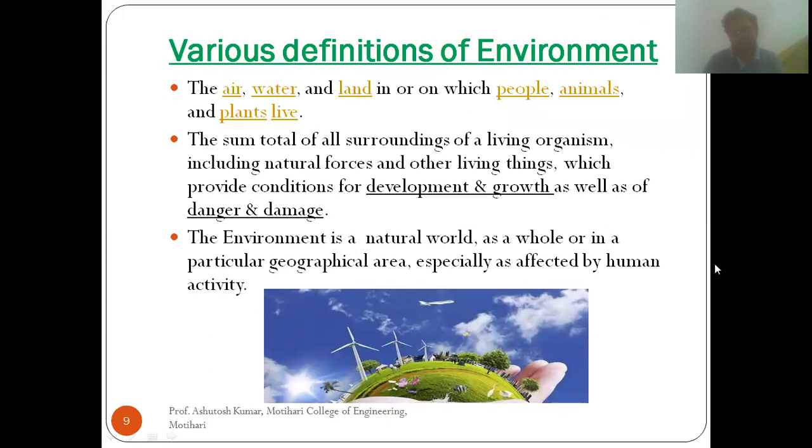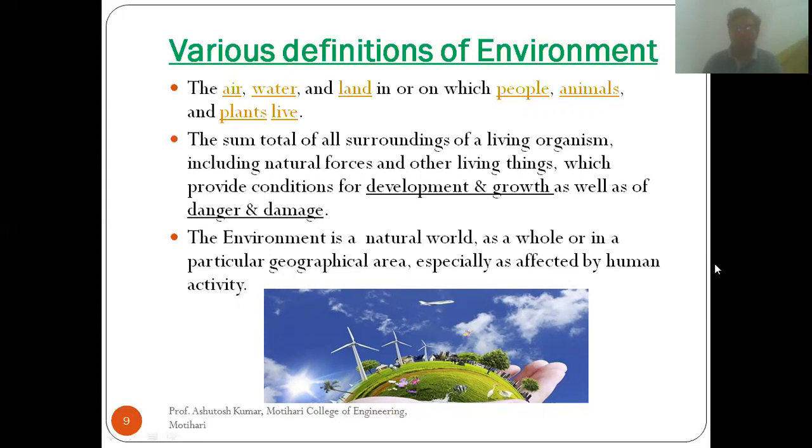Let us first understand the various definitions of environment. The air, water, and land in or on which people, animals and plants live. This is a very simple definition of environment. Like we categorize animals and plants, aquatic animals live in water, and we people, men, women, animals, live on land. The second definition of environment is the sum total of all surroundings of a living organism, including natural forces and other living things, which provide conditions for development and growth as well as danger and damage.